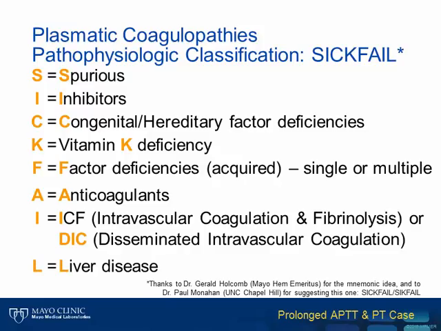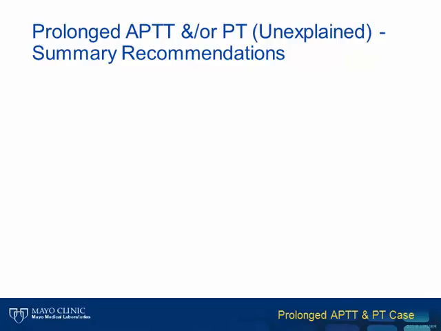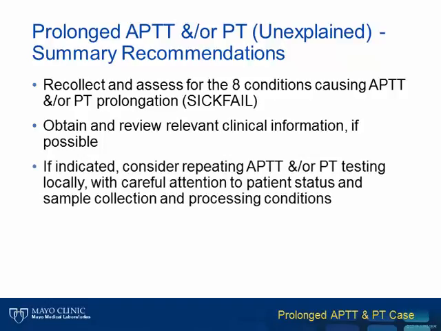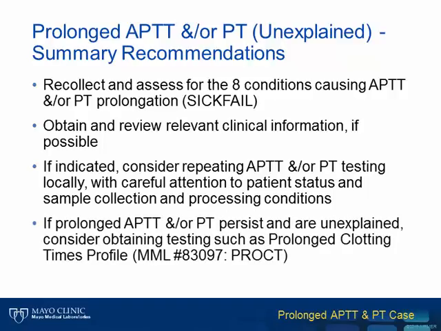In summary, firstly, remember the 8 categories of causes for prolonged clotting times. Secondly, recommendations for evaluating prolonged APTT or PTT include obtaining and reviewing relevant clinical information if possible. If indicated, consider repeating APTT and/or PT testing locally with careful attention to patient status and sample collection and processing conditions. If prolonged APTT and/or PT persist and are unexplained, consider obtaining testing such as a prolonged clotting times profile, MML number 83097 or PROCT.